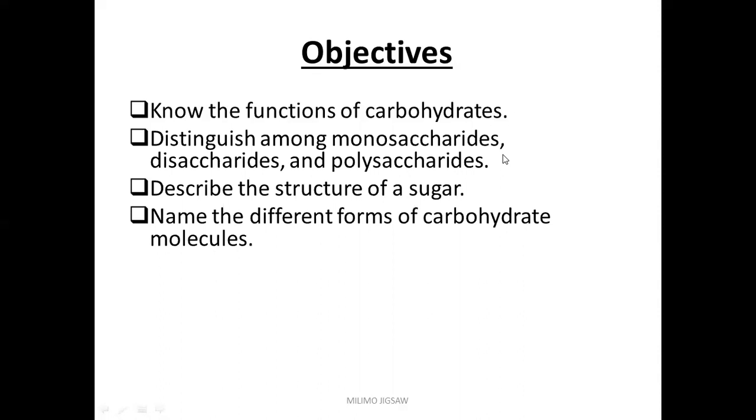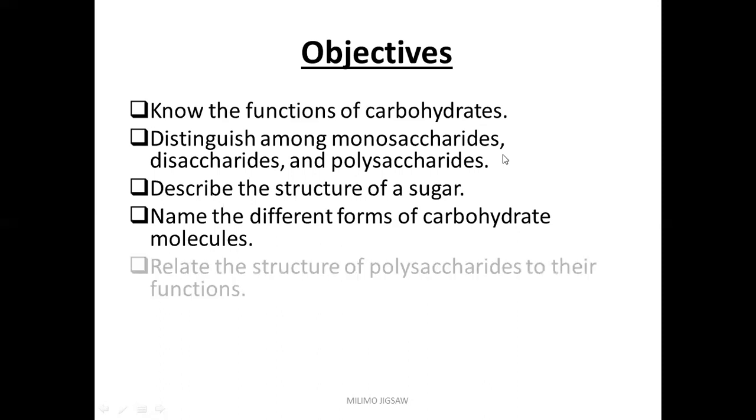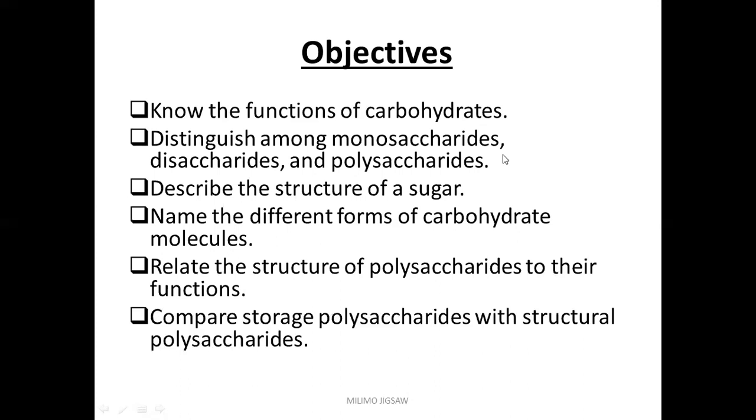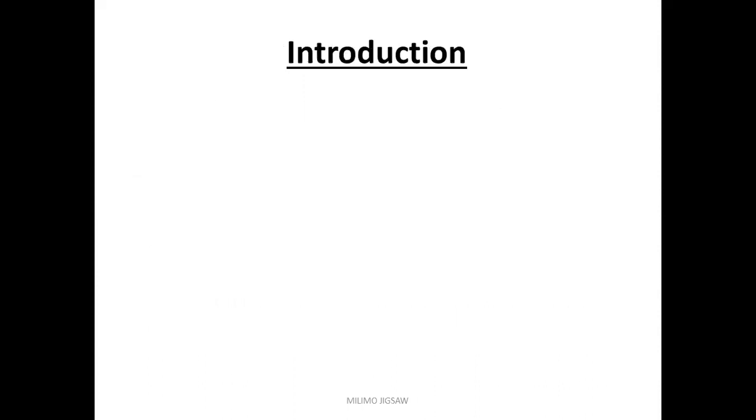And then we need to name the different forms of the carbohydrate molecules. And we need to relate the structure of polysaccharides to their functions. And we need to also compare storage polysaccharides with structural polysaccharides. So these are the objectives that we need to achieve by the end of the lesson.